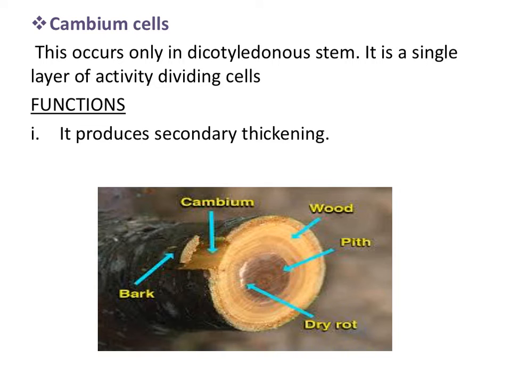Cambium cells. This occurs only in dicotyledonous plants. It is a single layer of actively dividing cells. Its function is that it produces secondary thickening for the stem. So this is the cambium. Beyond it you find the bark. The bark is the outermost surface of the skin. The heart of the wood is the pith, and then you have the dry rods, and then the wood.